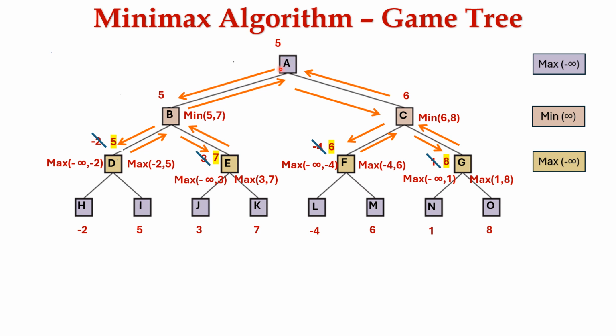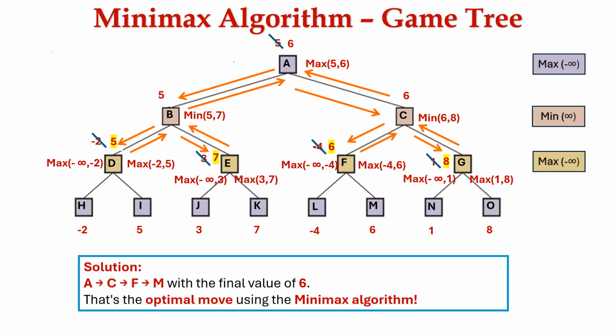Since node A is maximizing node, we need to find the maximum value among node B and node C. That is maximum of 5, 6. Since 6 is the maximum value, it is updated for the node A. The final optimal path is from A to C, C to F, and F to M with the final value 6. That is the optimal move using Minimax algorithm.